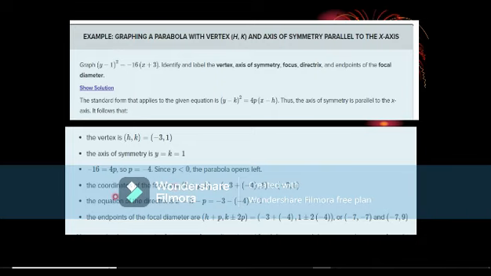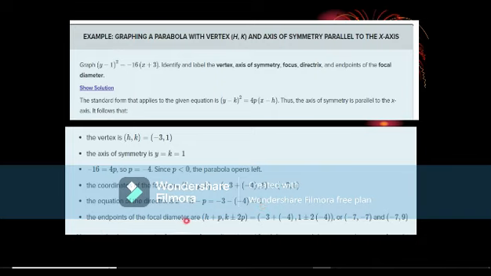So the coordinates of the focus are (h plus p, k), which is negative 3 plus negative 4, 1, which is equal to (negative 7, 1). The equation of the directrix is x is equal to h minus p, which is negative 3 minus negative 4, which is equal to 1.